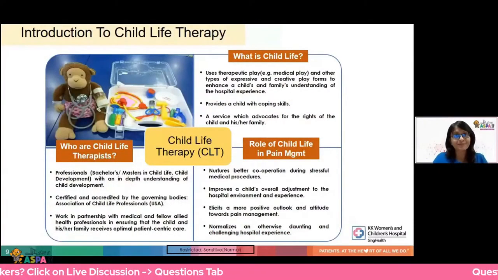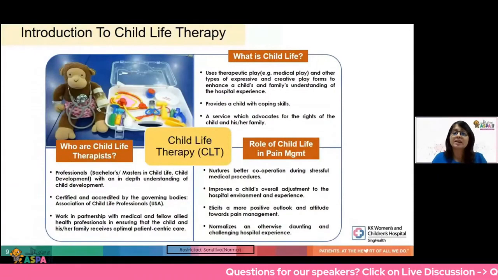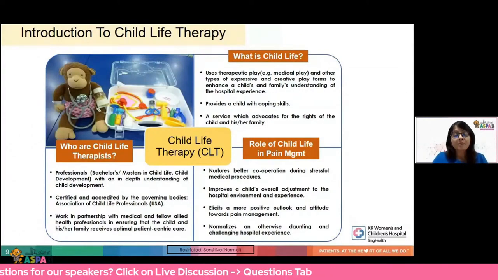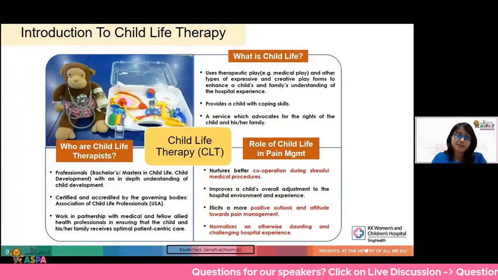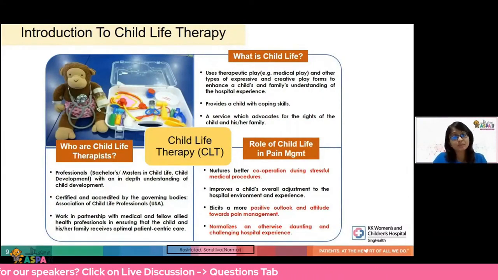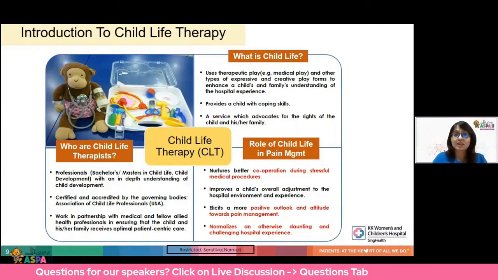Introduction to child life therapy. Child life therapy primarily focuses on the child and the family, where the focus is on helping the child to learn and understand what is happening to him or her in the hospital. The primary focus of this therapy is to help a child learn to cope with his experience in a more effective manner. The role of child life therapy in pain management comprises the following: to nurture better cooperation during stressful medical procedures, to help elicit a more positive outlook and attitude towards pain management, and to normalize an otherwise daunting or challenging hospital experience. Child life therapists are trained and accredited professionals with an in-depth understanding of child development.